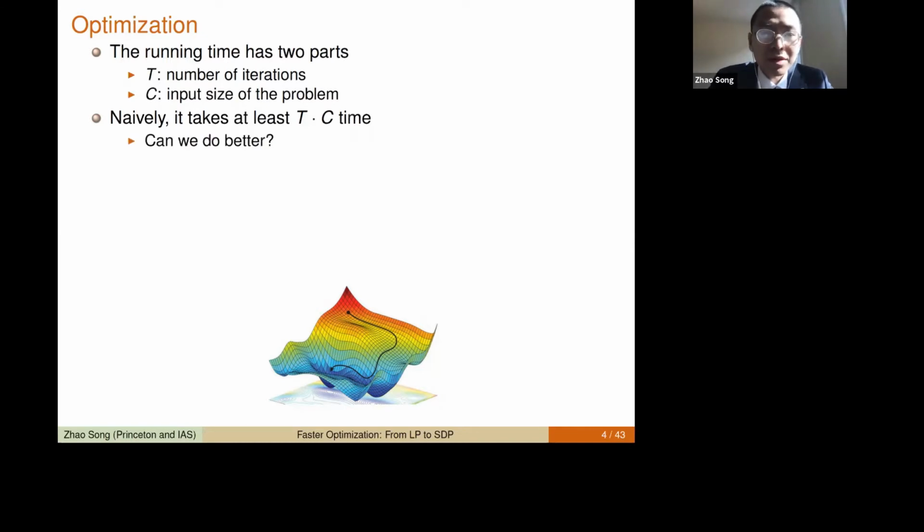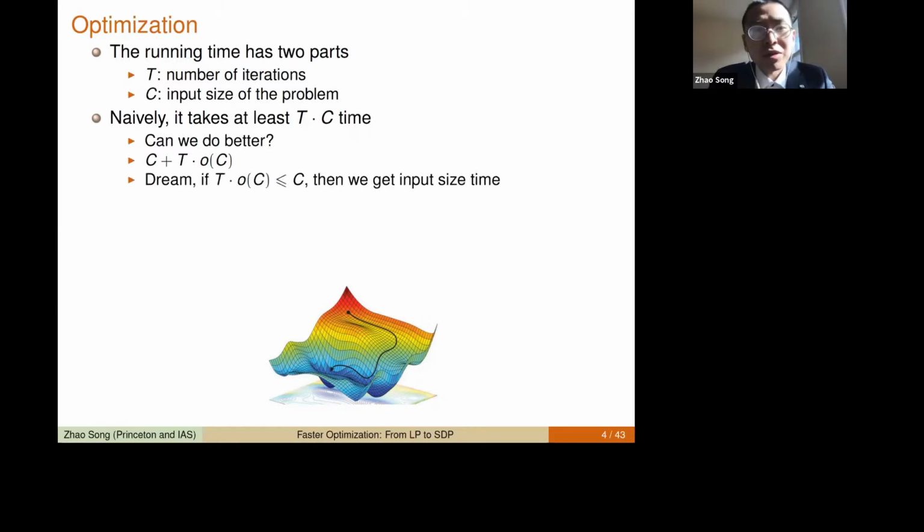So now the question is, can we actually do better? Is there any way we can read the input once by paying C, and then in every iteration we only need to pay small o of C? So ideally, if capital T times small o of C is less than capital C, then you can hope to get a running time of just input size time.